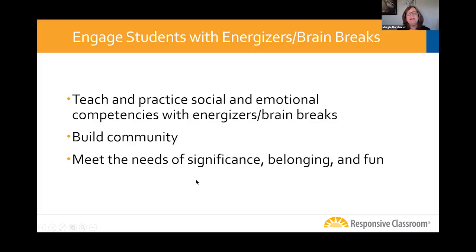And then finally, they meet that need that all of us have for significance, being noticed, being important. They also meet the need of belonging, that we're part of a group, that we can all participate together. We all know that energizer. And we have a human need to have fun. So those 3 human needs, if not met in a positive, purposeful way, students will get that need met. They'll find a way to be significant. They'll find a way to belong. They'll find a way to have fun. And by putting these energizers in, we can do that in an intentional way.